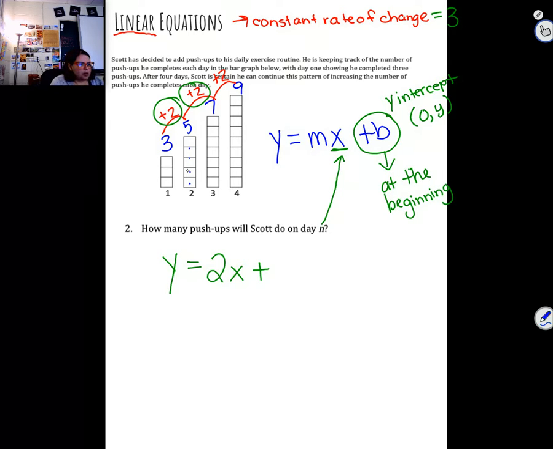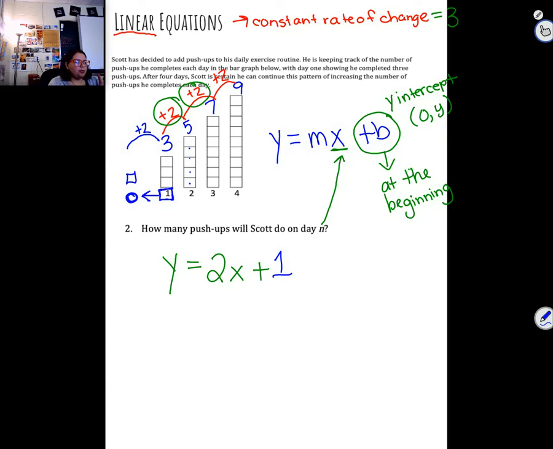But if you notice, the information they give us begins on day 1. So we need to back up and see how many he does on day 0. So what can I add 2 to and get to 3? Well, that is 1. So that means on day 0, he would have been able to do 1 push-up. So here is this written as a linear equation.